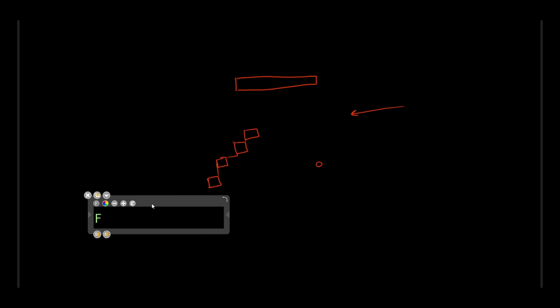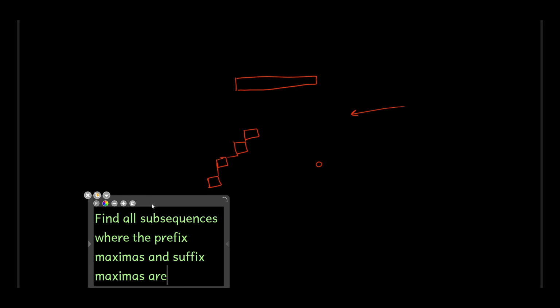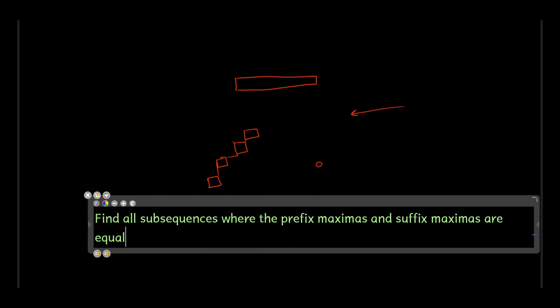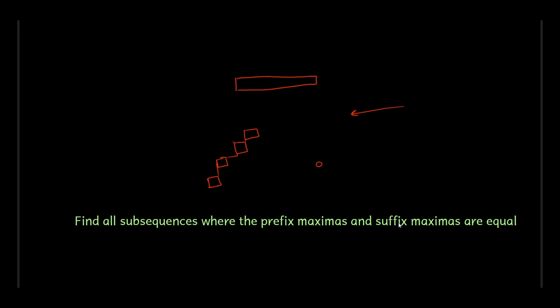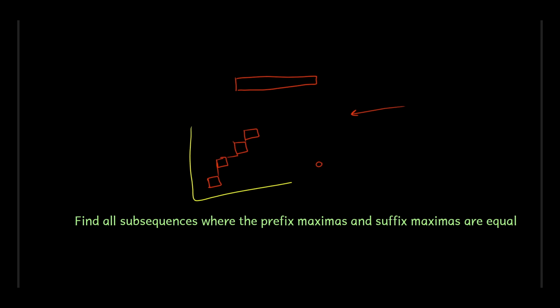So the challenge question is: find all subsequences where the prefix maxima and suffix maxima are equal. So this time you don't just have to satisfy the condition for the prefix maxima, and by that I mean the unique elements. You also have to satisfy the condition for the suffix maxima, and you have to ensure that they are equal at the same time. So even if you look at the elements from left to right, it should create these levels, and this set of elements in these levels should match the original array.